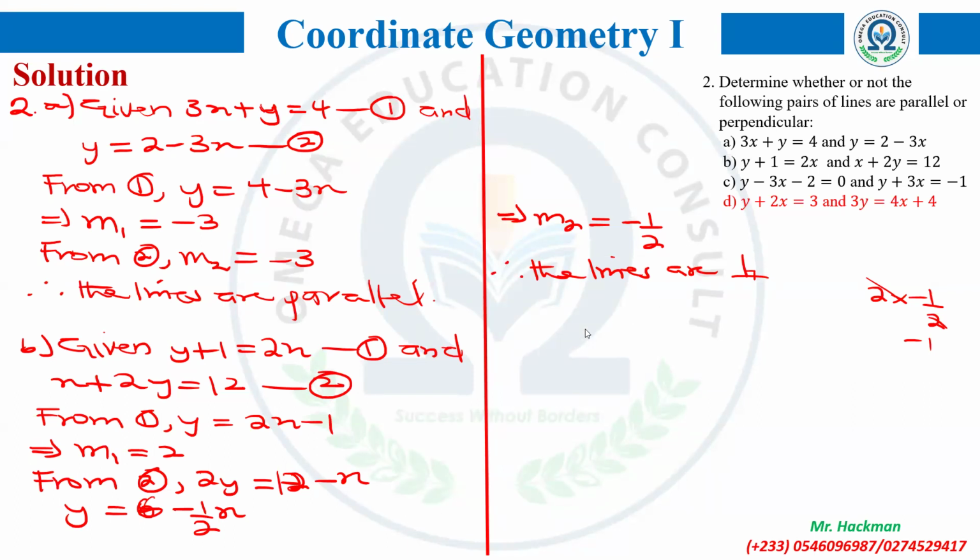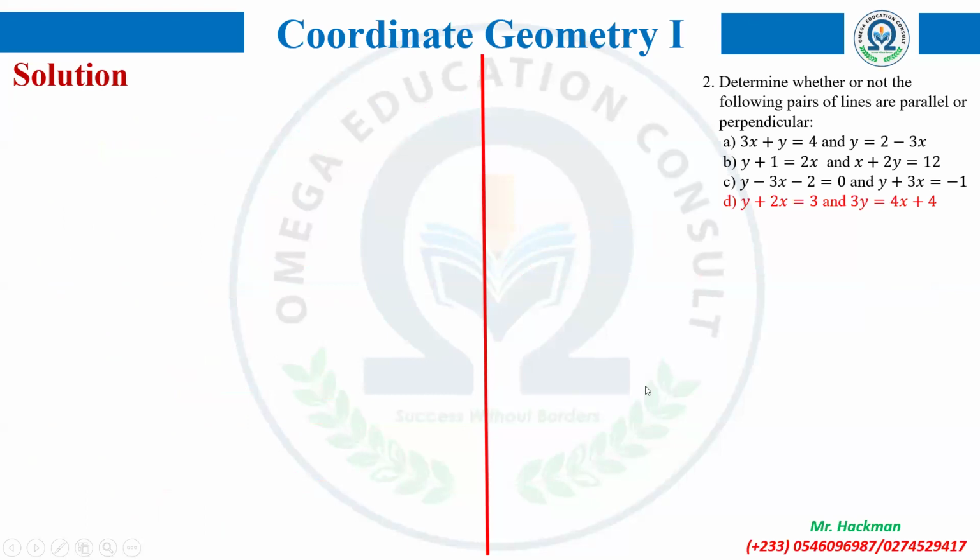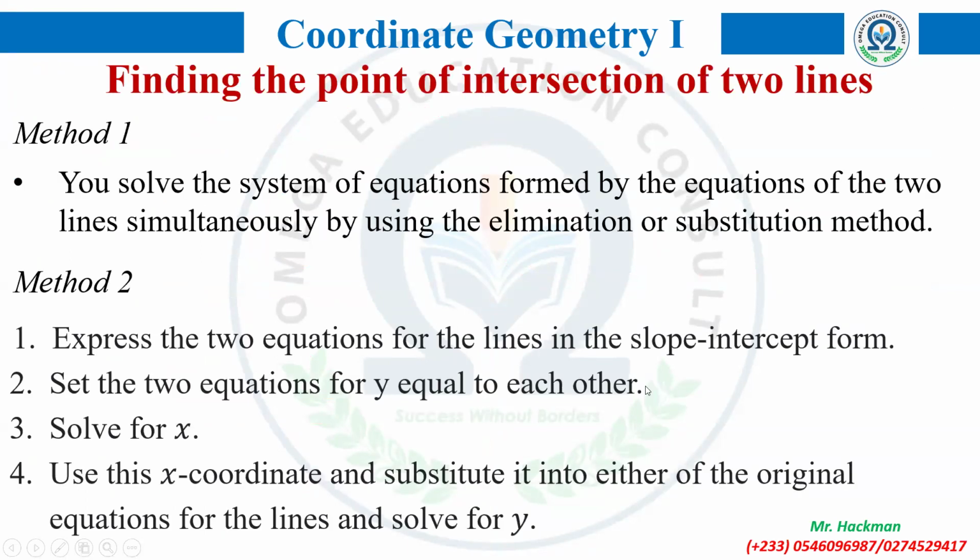Now you know how to determine whether lines are parallel or perpendicular, whether you are given the points forming the lines, or you are given the equations of the lines. So let's look at our next concept, and that will be finding the point of intersection of two lines.